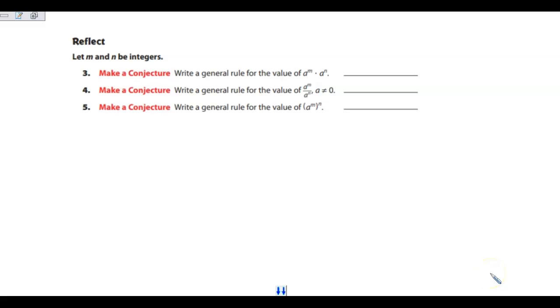Therefore, we can come up with some rules. If I have the same base and the exponents, and I'm multiplying, I know that I'm going to be adding my exponents. If I'm dividing and my bases are the same and a is not 0, I know that I am going to be subtracting my exponents. If my base is the same and I have a power to a power, I'm just going to multiply those. So m times n, or mn.